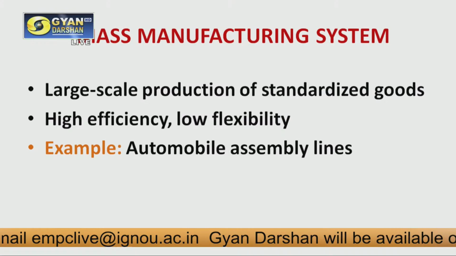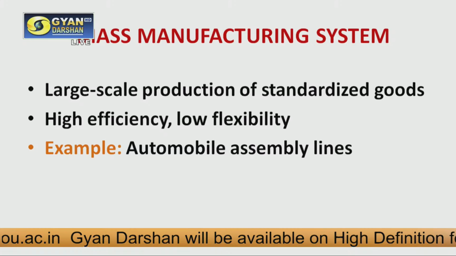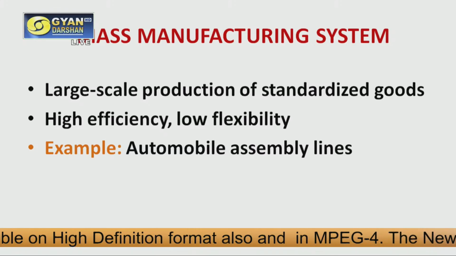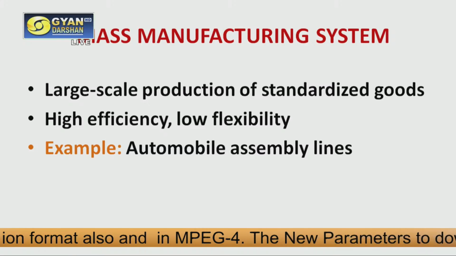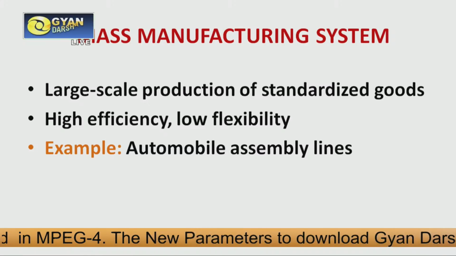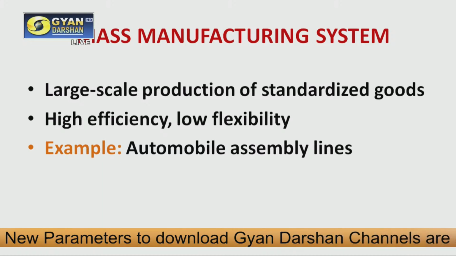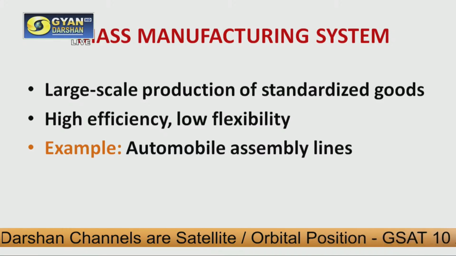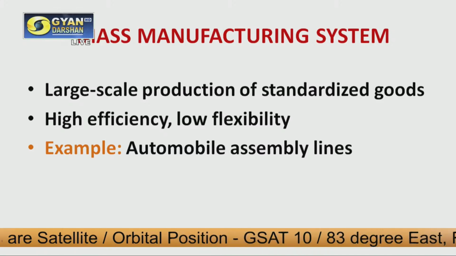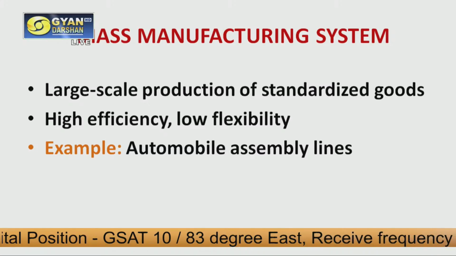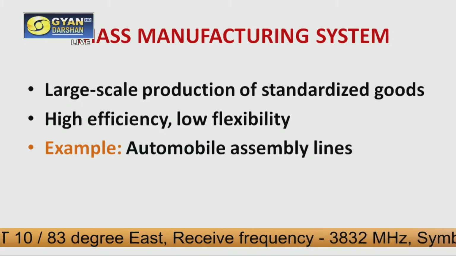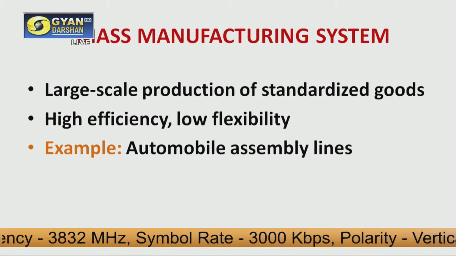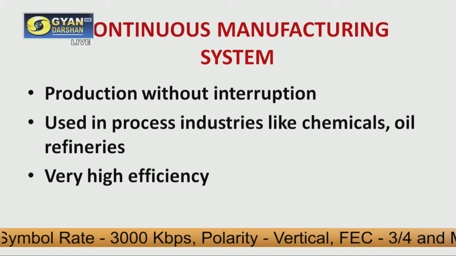Another type of manufacturing system is the mass production system, where the production is on a very large scale. Here the flexibility is very low, but efficiency is very high because we have special purpose machines. They have to produce the product in a very large quantity. An example is the automobile assembly line, where the product comes and after certain operations it moves on. Production of nails, screws and bolts also come as examples of mass production.